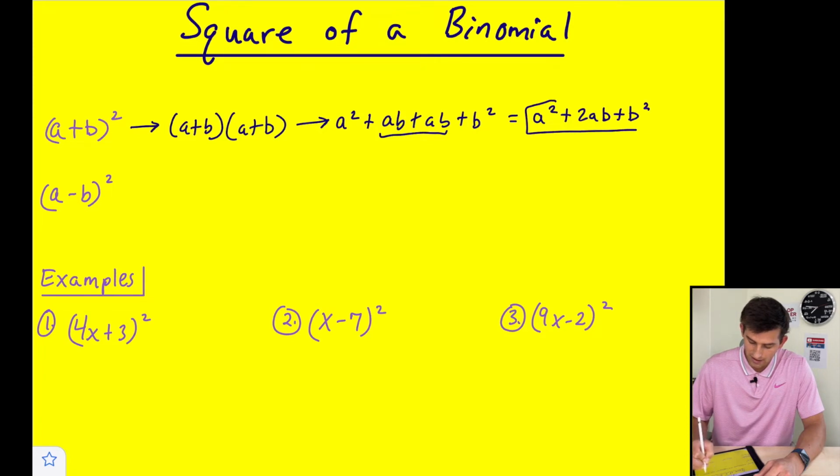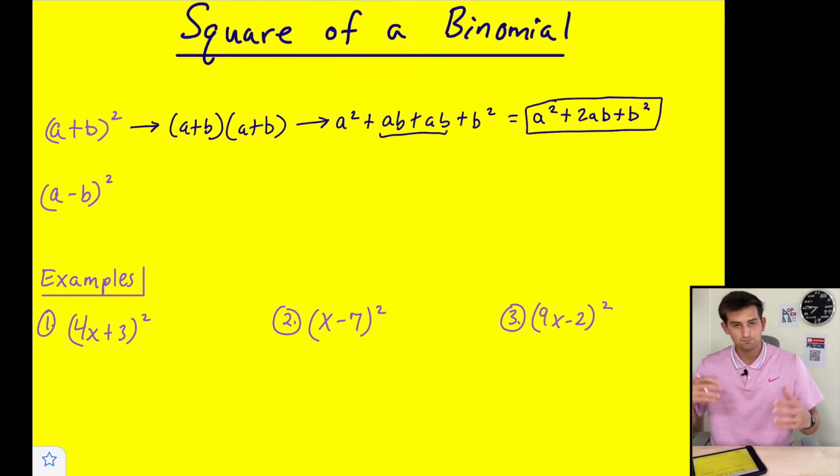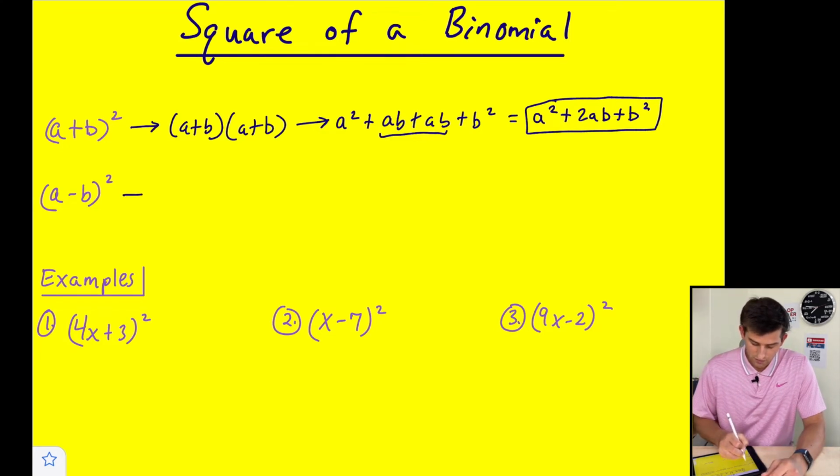And that is our pattern that we can apply when we have a binomial squared that has addition. So it's the first term squared plus 2 times the first term times the second term plus the second term squared. Now let's see how this changes when we have subtraction.